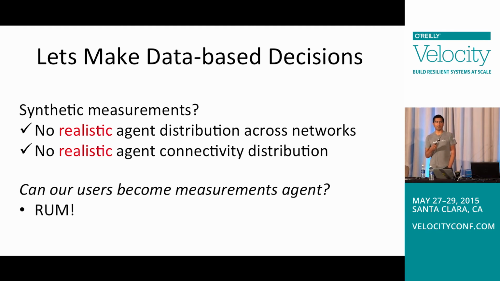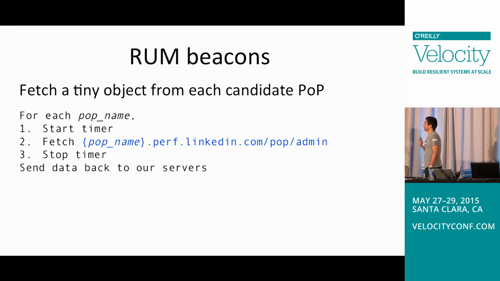We can actually make our users as measurement agents. And if we end up using our users as measurement agents, then they will have a realistic distribution across networks. They'll have realistic connectivity distribution. And actually, there'll be millions and millions of data points, unlike synthetic measurement, where you probably get like hundreds of thousands of data points. So let's use RUM. How do we use RUM to solve this problem?